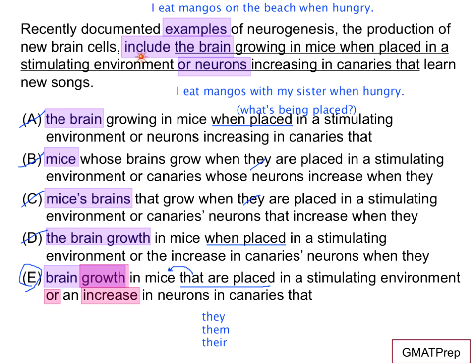So examples include growth, brain growth in mice, and those examples include an increase in neurons. Even though it looks a little funny, and this one has an "and" in front but this one doesn't have an article in front, they're both nouns describing a particular action, a growth and an increase. Those are perfectly parallel. There's nothing wrong there. It just looks a little funny if you're trying to pick things apart and second guess yourself, which is a potential trap on this test, obviously.